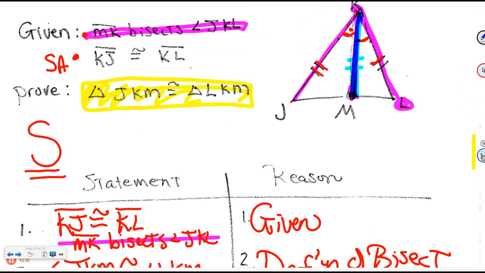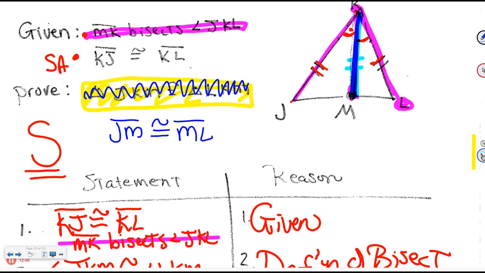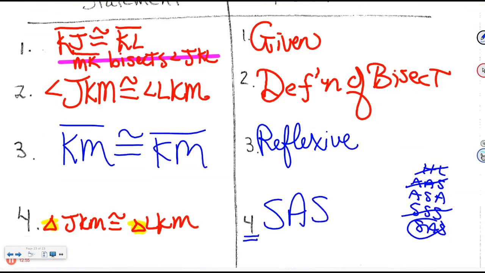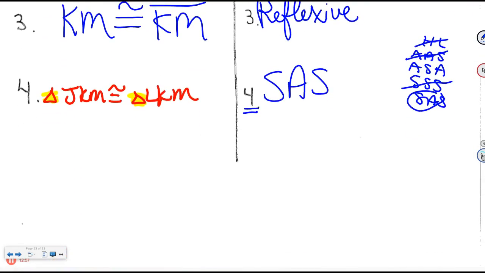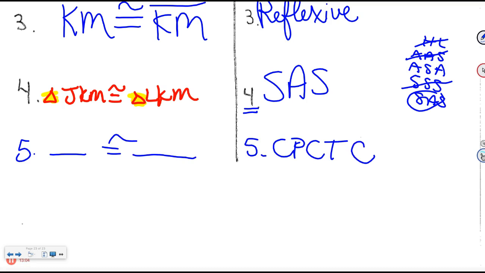Now watch. Suppose this was gone, last thing I'm going to say, suppose it said to prove that JM is the same length as ML. All that would do to my proof is add another statement to it. I'm proving parts of triangles are the same, not the whole triangles. So if that had been the case, I would have written that statement and I would have said by CPCTC. All right, so we are done.